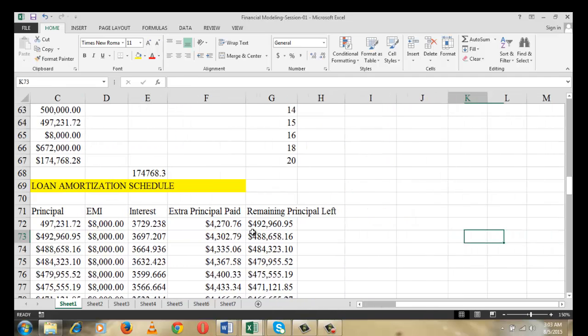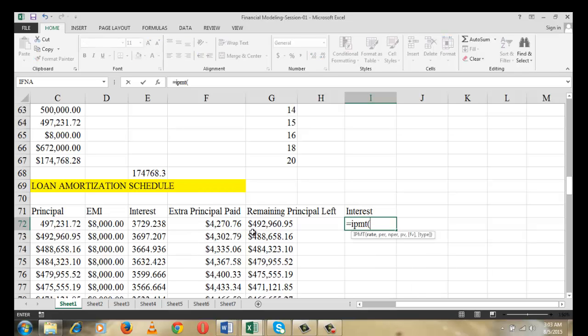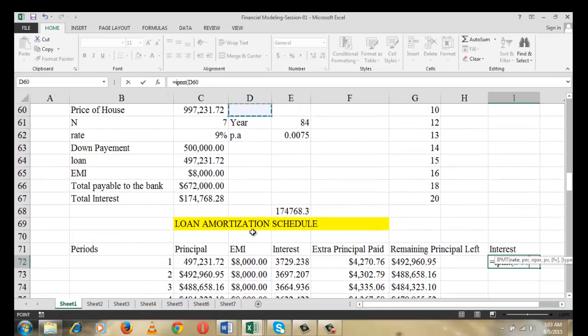Or, when you talk about the calculation of interest, you can calculate the interest by the formula IPMT. Then in rate, what is the rate? This is your rate. So fix this rate. I don't think fixing would be required here. Let's see. Your rate is this, comma, then PER.